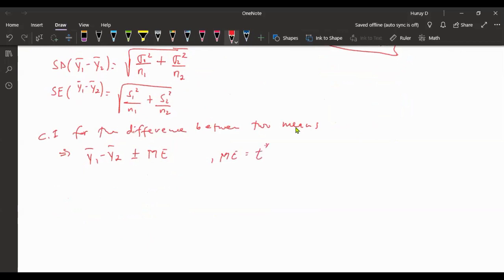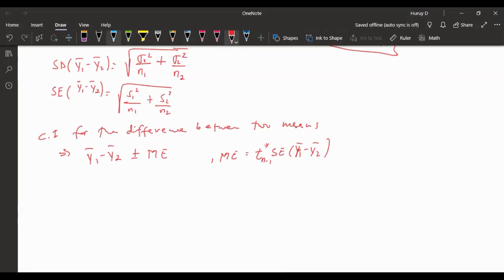now the model is the student's T model. It's not the Z model. As you remember, for the mean, we are using the T model. For proportion, we are using the Z model. You don't have to confuse those two, okay? So T, and then we have the standard error of y bar 1 minus y bar 2.